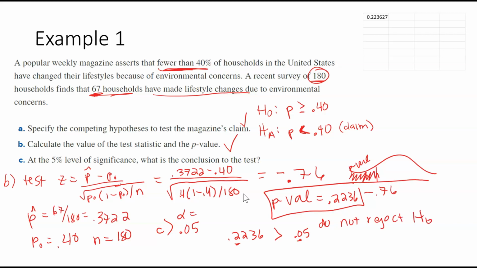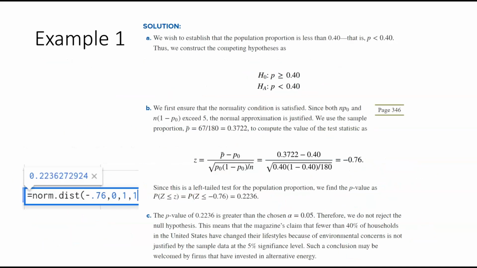If we do not reject the null, we essentially accept the null, so we cannot conclude that fewer than 40% change their lifestyle. So here it is all written out for you. And let's do another example.